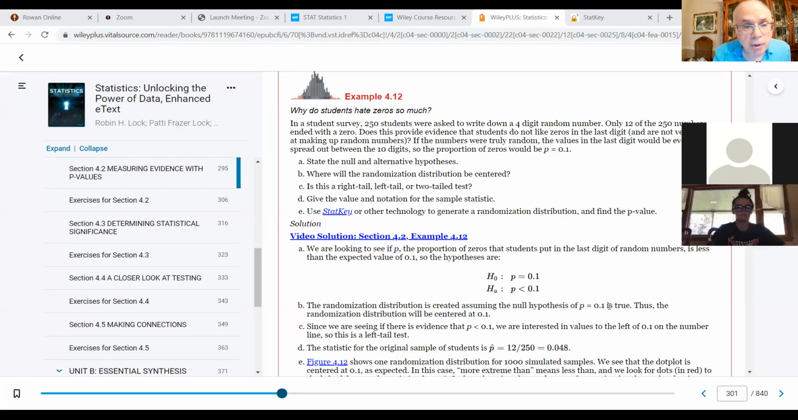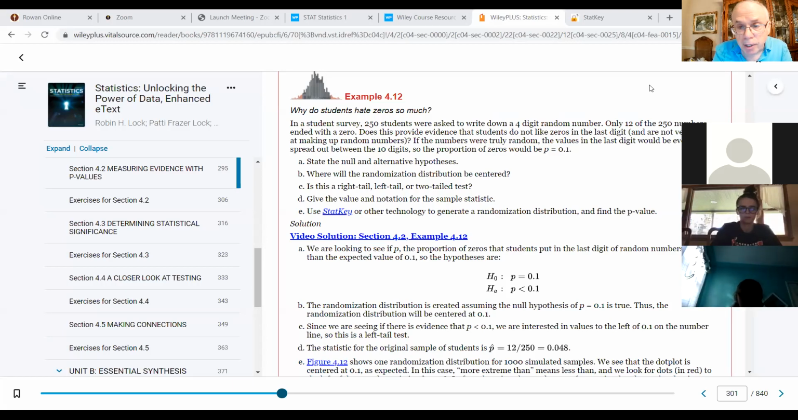All right, so let's just continue from last time. We're just going to do a couple of examples, and I'm actually going to go into StatKey and show you how to create what's called a randomization distribution, which is what StatKey uses to simulate a hypothesis test.